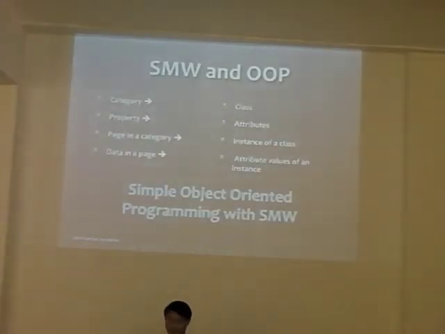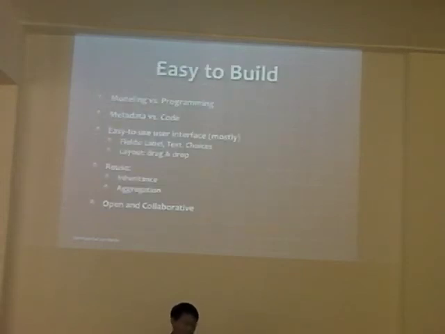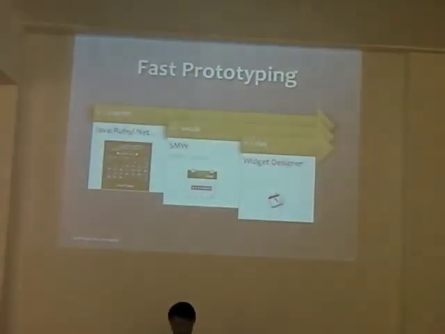So what we've tried to prove is that we can actually do object-oriented programming using SMW. Categories, classes, and attributes, and so on. It's simple, but we think it's effective. And it's easy to build, because it's modeling rather than programming. You handle metadata rather than the real code. And it enables reuse of existing objects, inheritance and aggregation. And it's all within the wiki, so it's open and collaborative. All the users can contribute to the code, editing something for them, making some choices.